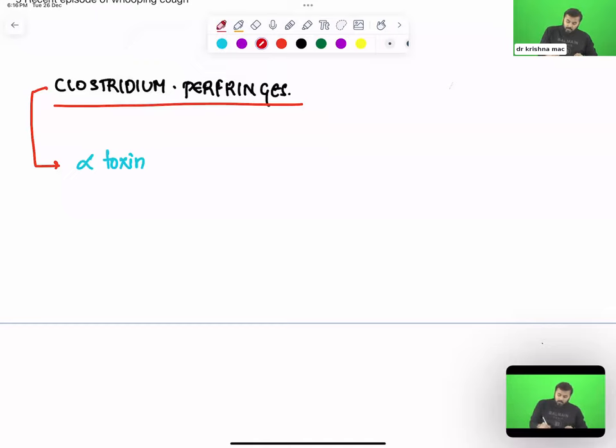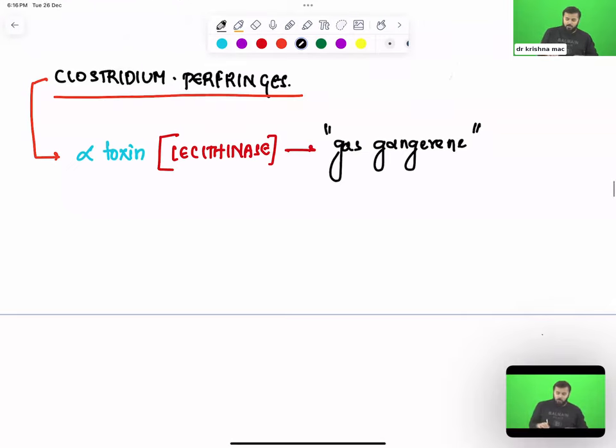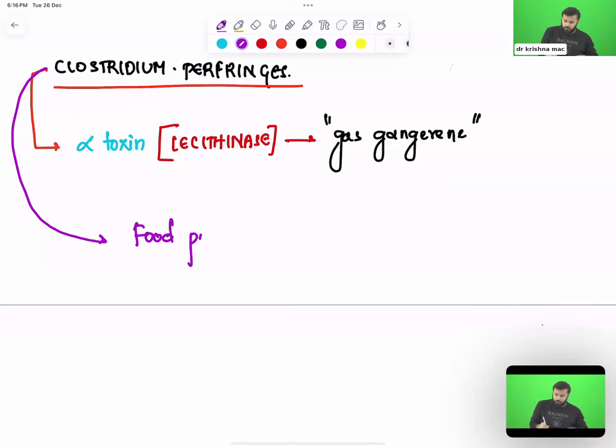What is the other name for this alpha toxin? It is nothing but called lecithinase. The exact name is lecithinase. And lecithinase is the one which is responsible for causing gas gangrene. Now tell me, will Clostridium perfringens cause food poisoning? Okay. Even this Clostridium perfringens also causes food poisoning.